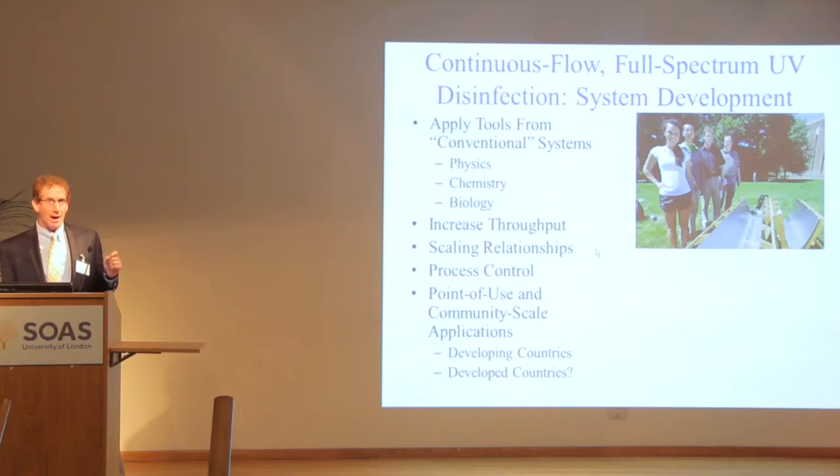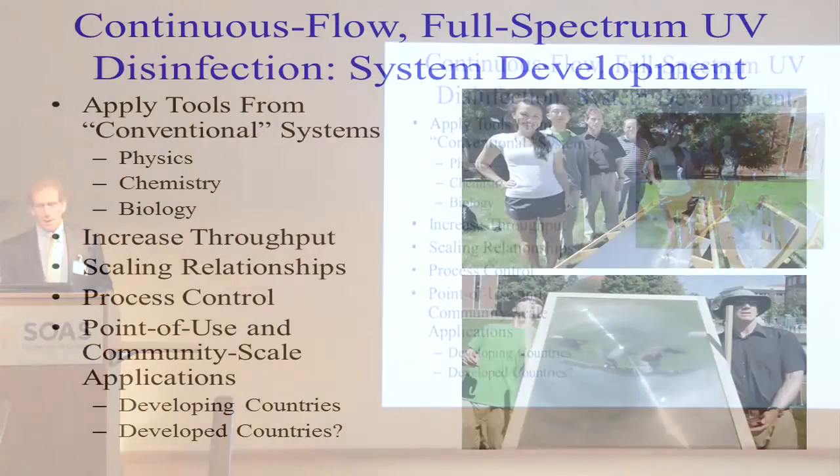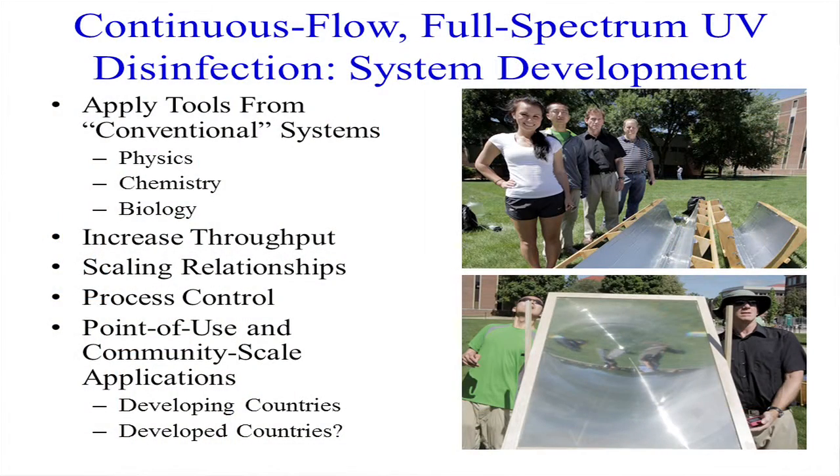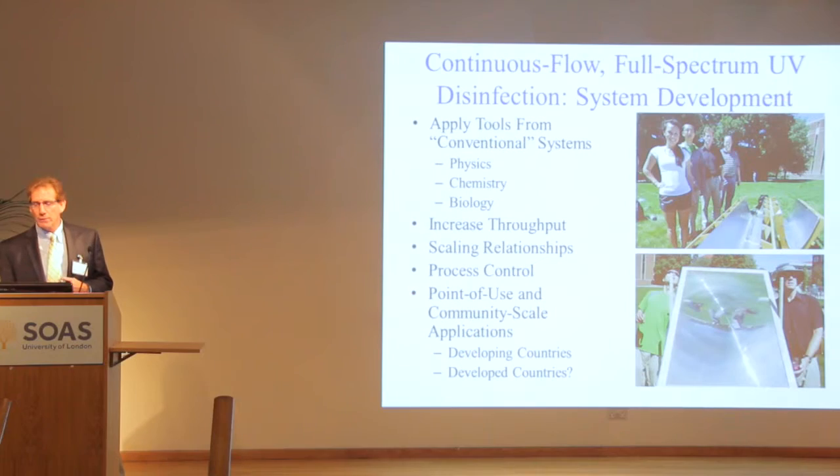We want to increase the throughput that's possible with conventional SODIS. We want to develop scaling relationships so that we know how to design these things at essentially any size. We want to develop process control. We believe that's possible, and I'll show you how. And our intent is to develop these for both community scale and point of use applications in either developing countries or developed countries. So I'm showing you two different forms of these reactors. The first one that's illustrated over here is based on a geometry called a compound parabolic collector. The second one is using a Fresnel lens, and both of those accomplish essentially the same objective.